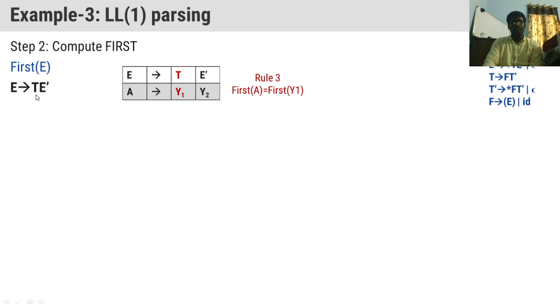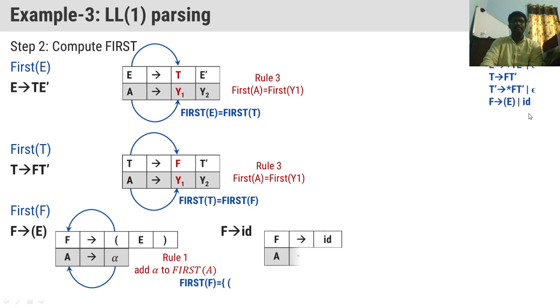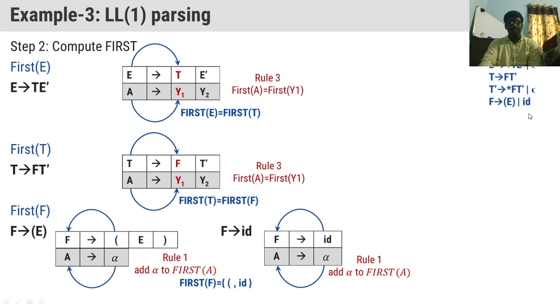After that, we'll go for finding out the first set of capital F. Why? Because when we go to T, it is deriving capital F. When we go to capital F, it is deriving left parenthesis and ID. So finally what we have found is left parenthesis comma ID as the terminal symbols. Right? First of F equals left parenthesis comma ID. These are the symbols we have got. This is how we will find out the first sets. Right?